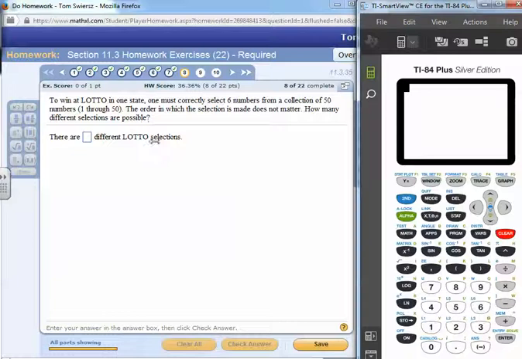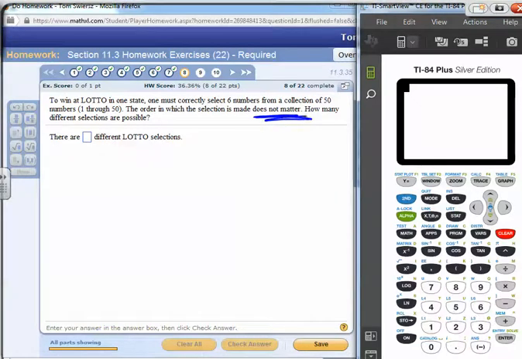To win at Lotto in one state, you must correctly select 6 numbers from a collection of 50 numbers. The order in which the selection is made does not matter. So they tell you order does not matter. How many selections are possible? Order does not matter, so it's definitely a combination. You've got 50 to work with, 6 to select.